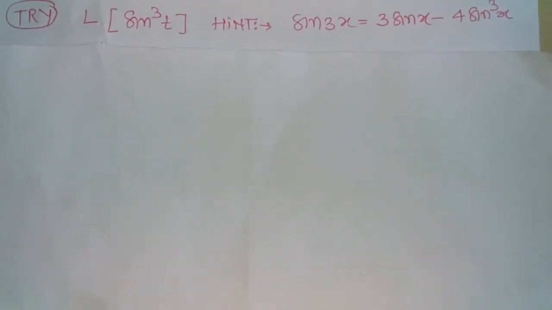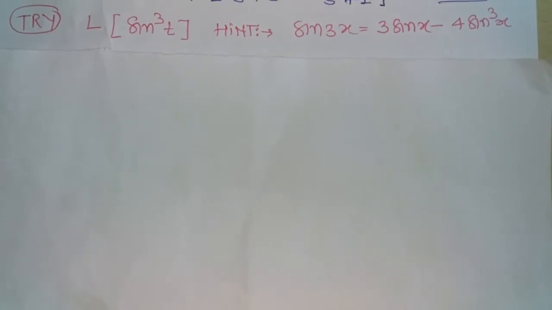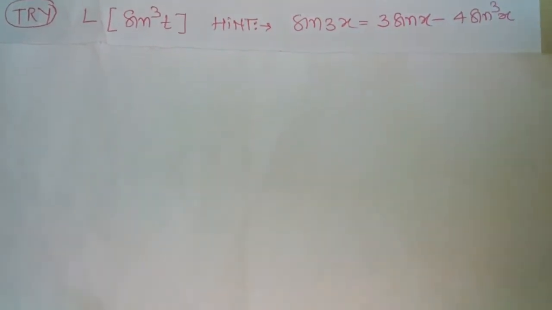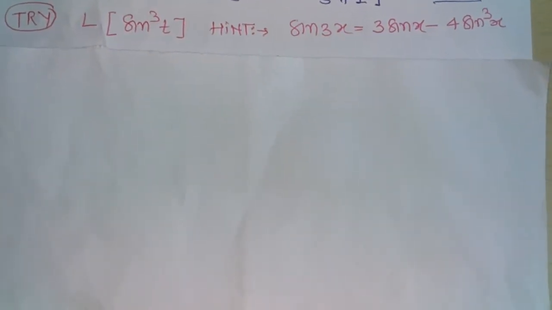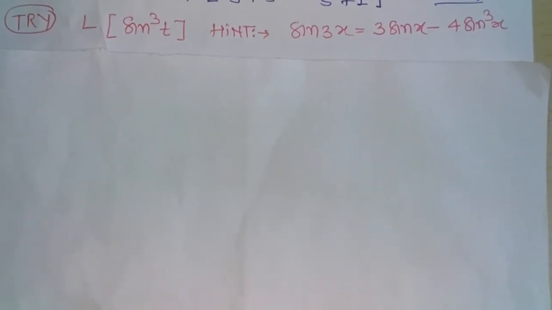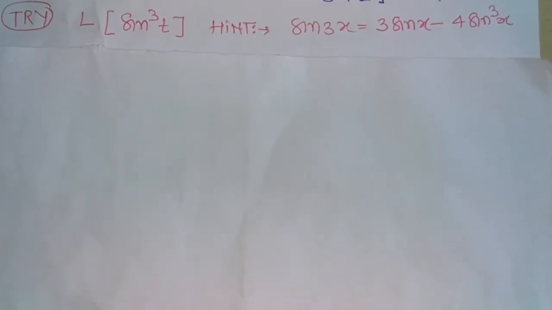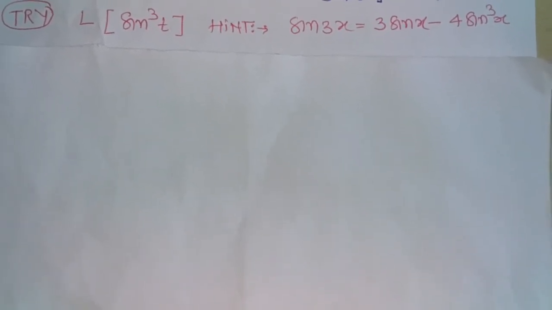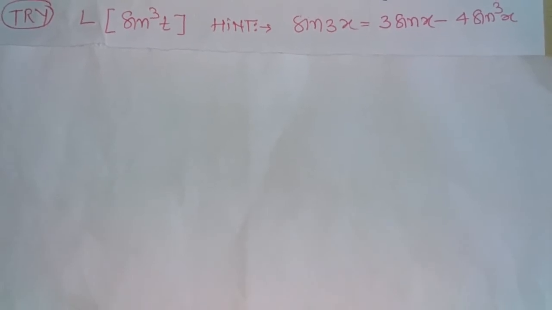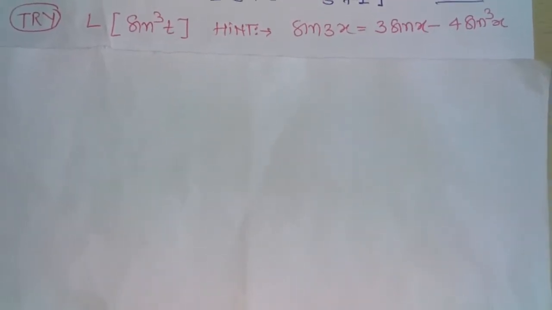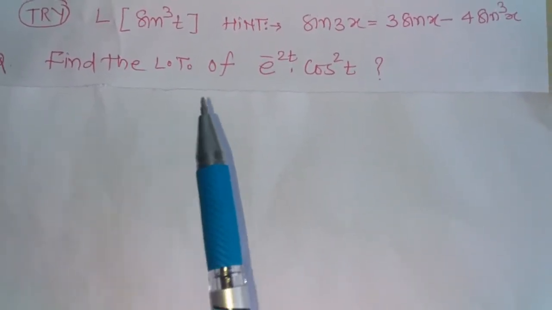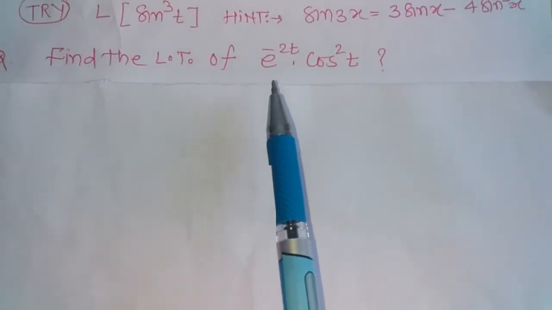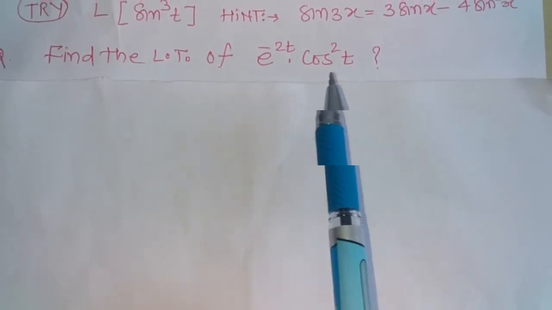So these are a few questions on linear property. Now we take some questions on first shifting theorem. So what is first shifting theorem? First shifting theorem states that if Laplace transform of f(t) is f bar of s, then Laplace transform of e raised to at into f(t) is f bar of s minus a. So the next question is, find the Laplace transform of e raised to 2t into cos square t.